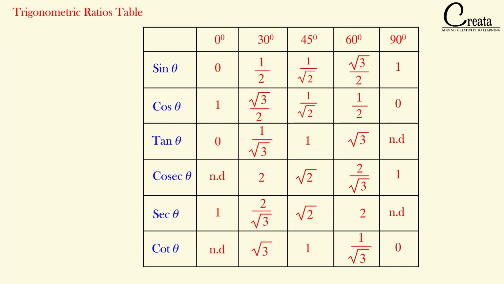So we got the complete table. Just remember that at the cot 90 degree, the reciprocal of not defined you have to take as 0. Don't get confused in this. So we have completed this table.